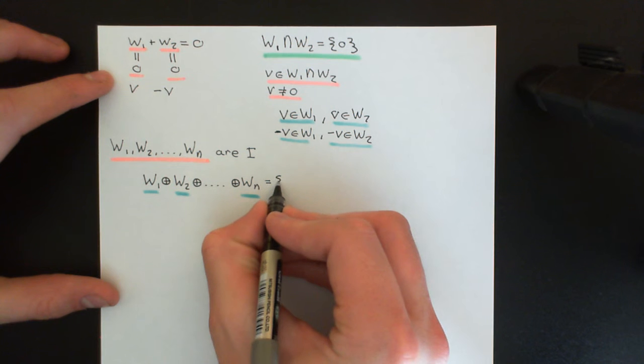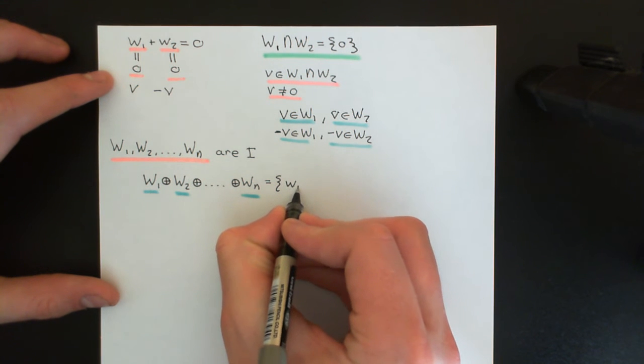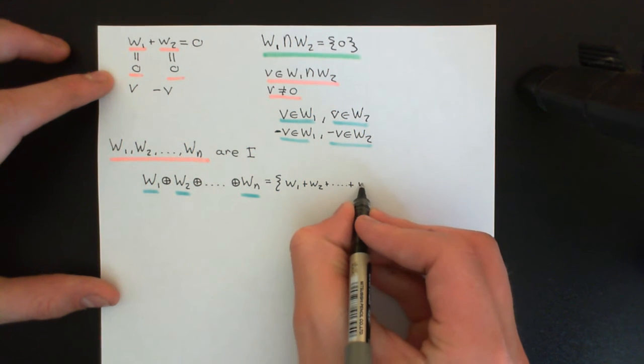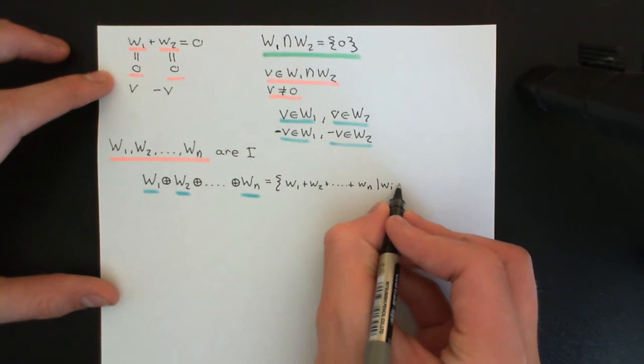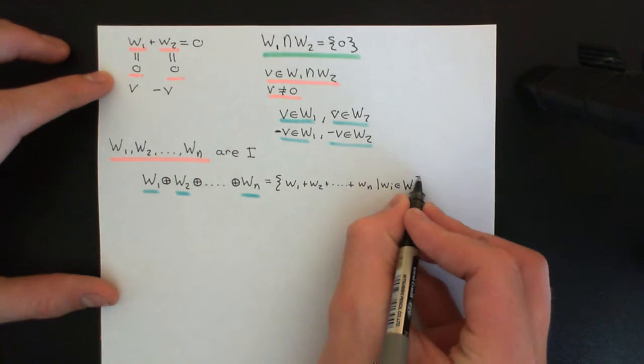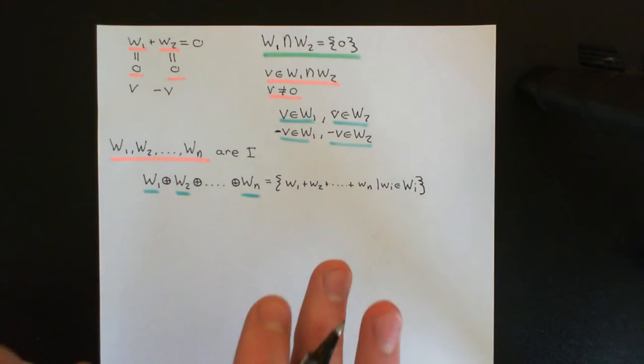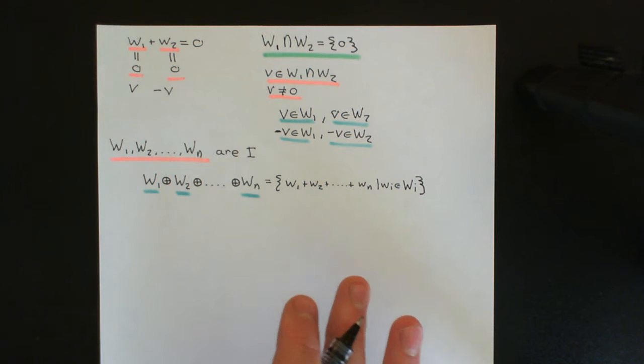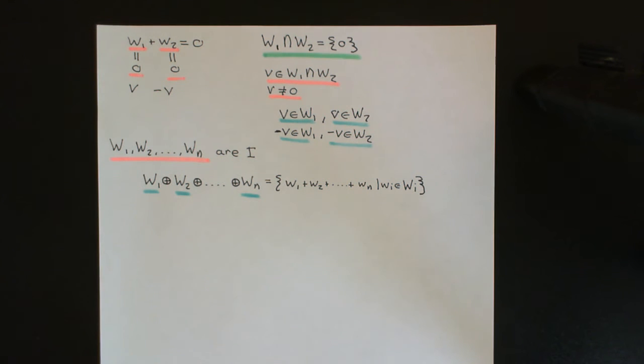So I'll write out the definition here. It's just the set that consists of all things of the form little w1 plus little w2 plus all the way up to little wn, where these little wi's are elements of the capital Wi. And it turns out that when you sum together subspaces that are independent, what you get is far more interesting than what you would get if you're summing up subspaces that aren't independent, which is why direct sums are more interesting than sums of subspaces. These are the special sums where it's actually going to be very interesting.